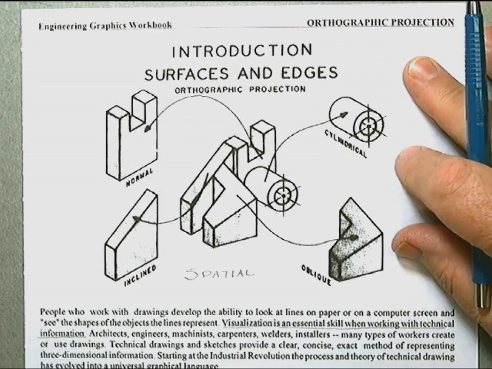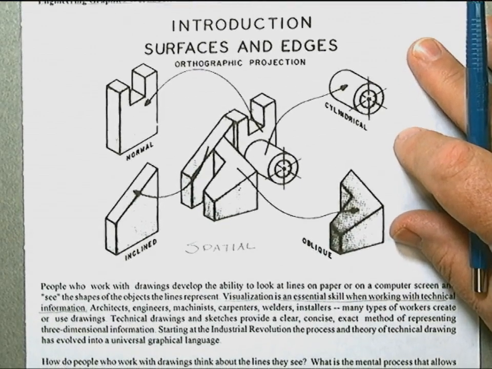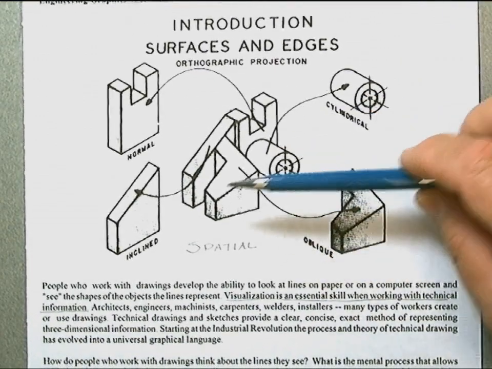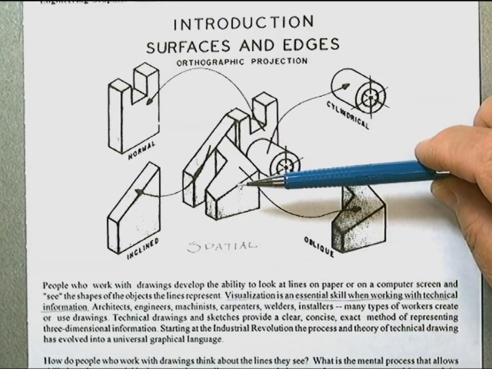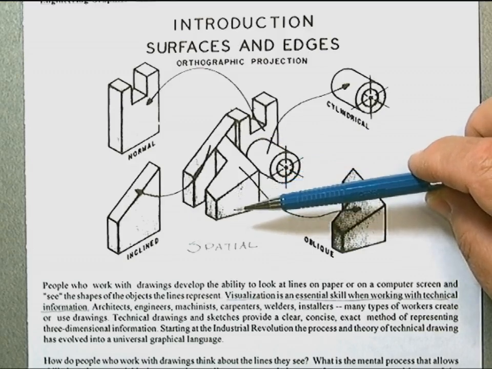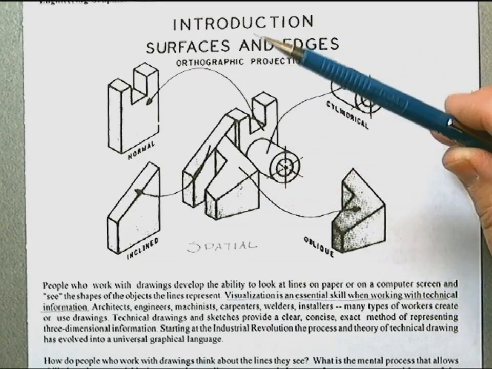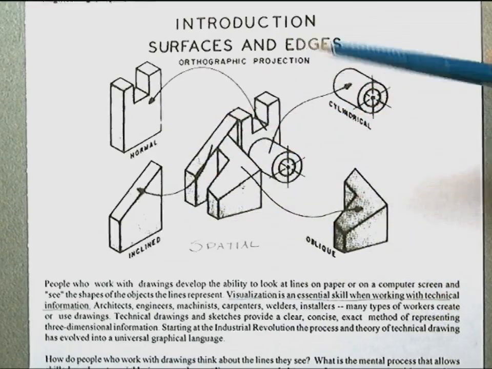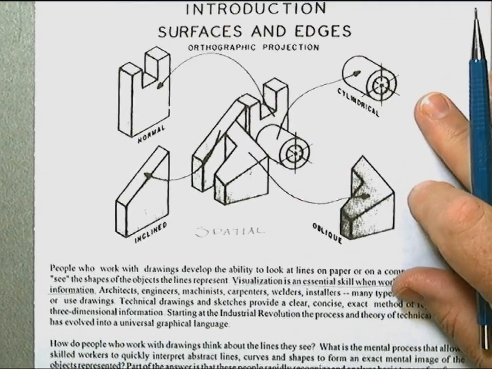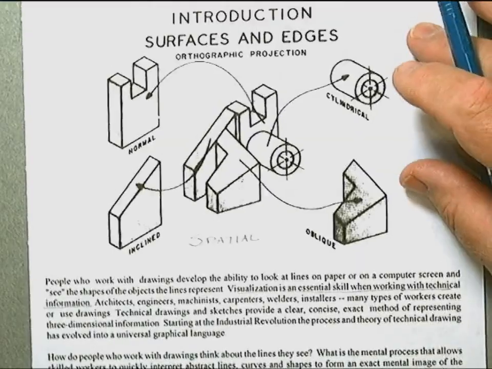So we can work through the process and begin to recognize these individual surfaces, and then how these surfaces intersect with one another and create various types of edges. And these edges also fall into basic types: normal, inclined, and oblique edges. So we're going to spend about 4 chapters on this, learning the various surfaces and edges.